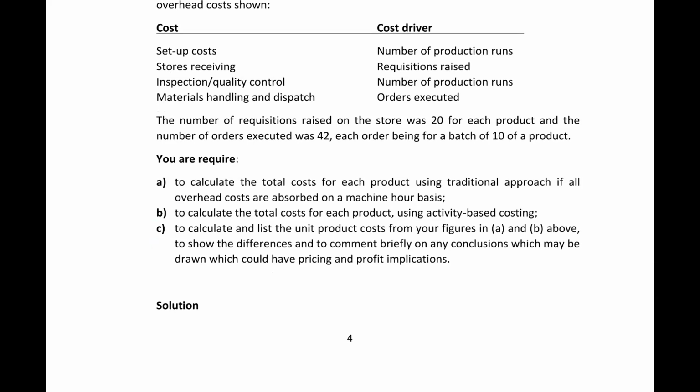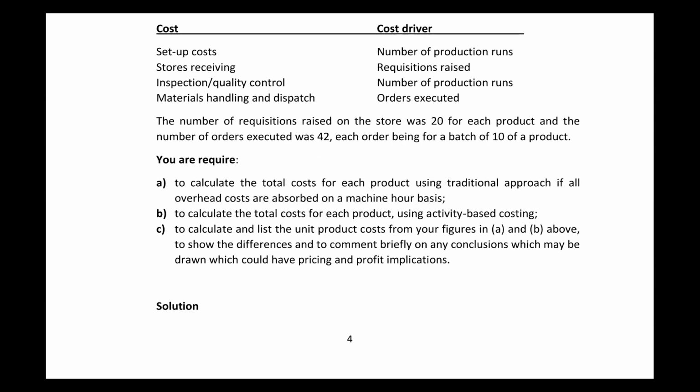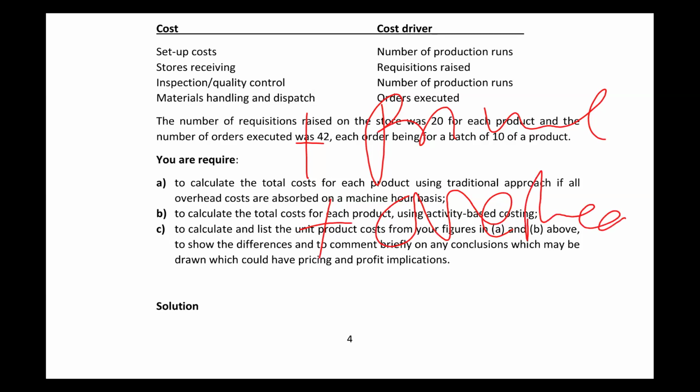For the traditional approach, you know that the total cost is made up of the prime cost plus the overhead cost. And the total overhead cost is just absorbed using one basis. In this case, you're using the machine hours. It's not like under activity-based costing, where you have all these bases to allocate those overheads.